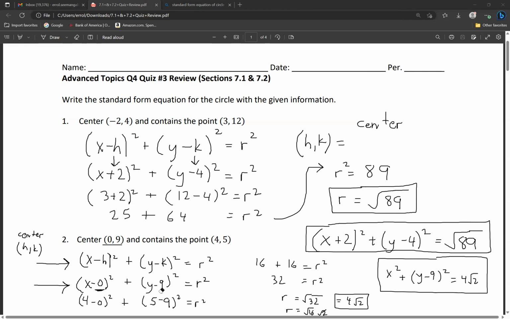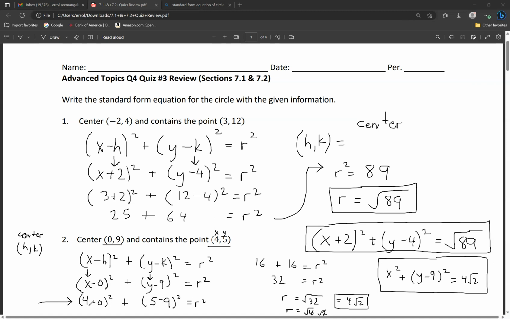Third step now. All we're doing in the third step is taking the point (4, 5). This is your x and this is your y, and plugging the x there and the y there. X is 4, 4 minus 0. And then the y is 5, 5 minus 9. With me on the third step?